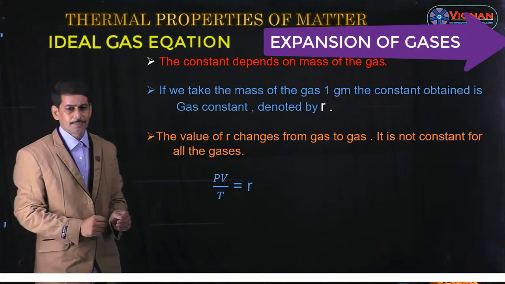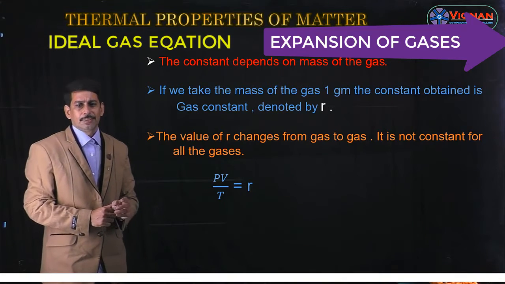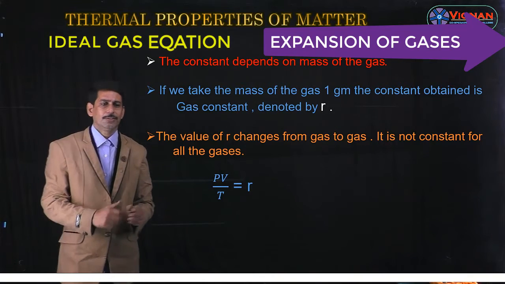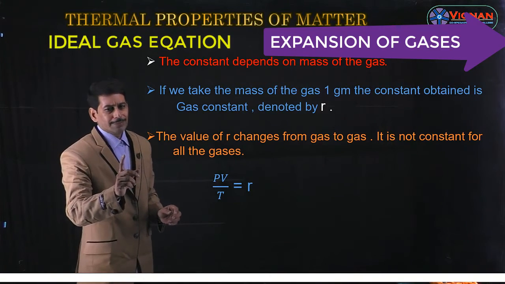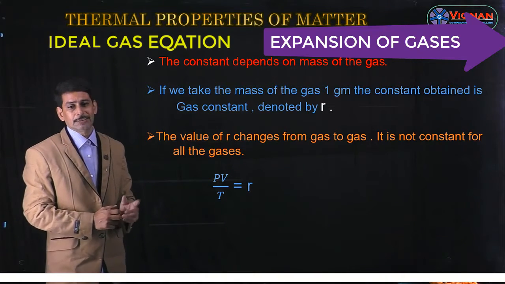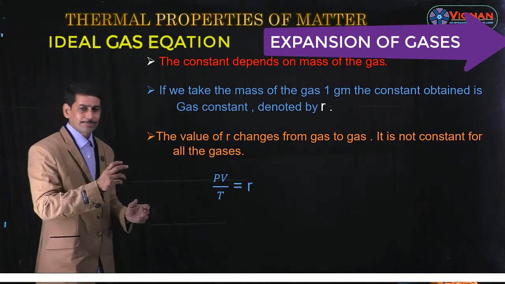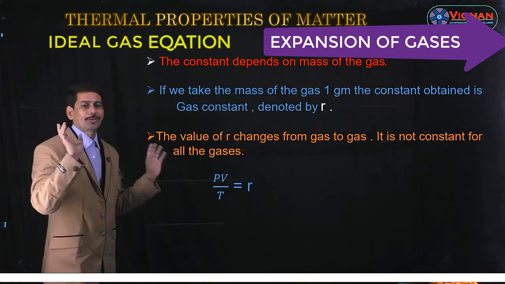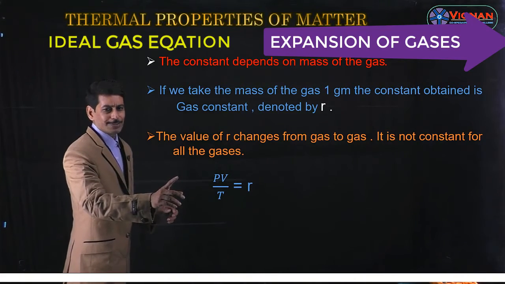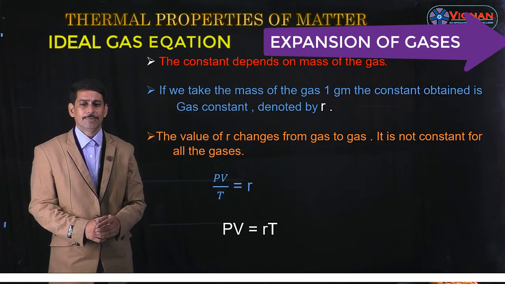The value of the gas constant changes from gas to gas. It is not constant for all the gases. So if you take small r as the constant, then you get PV by T is equal to small r, so then PV becomes equal to rT. PV is equal to rT.